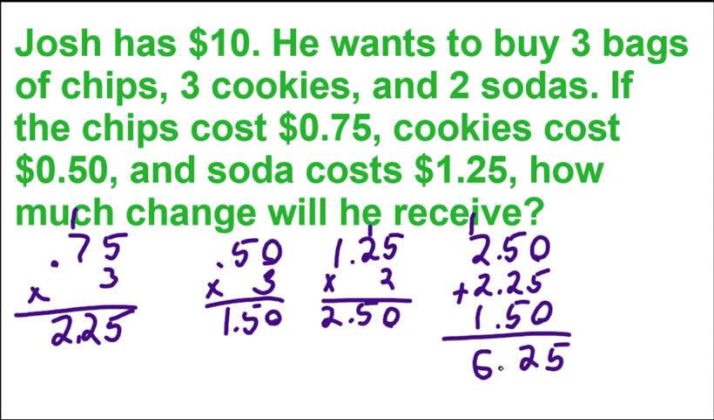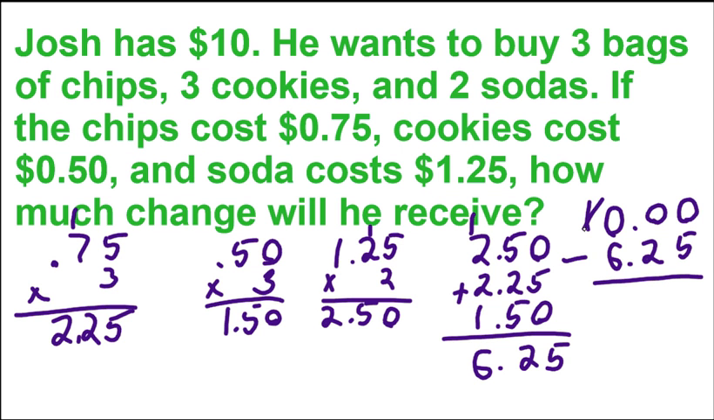Well, to figure out change is the money you had minus the money you spent. So we take the $10, and even though it was a whole number in the problem, we got to put the decimal on it because we got a decimal that we're subtracting from it. And again, we're lining up our decimals. And there's our answer. Change would be $3.75. All right. Any questions on that?